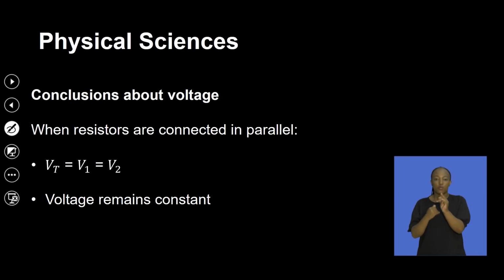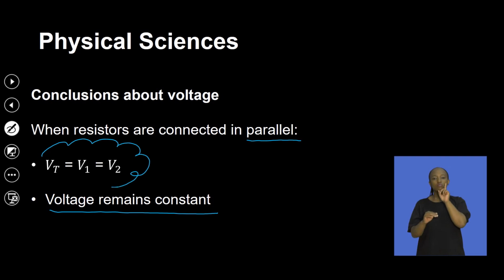Where does this lead us in terms of the conclusions? When resistors are connected in parallel, we know that the voltage remains constant. That's the main thing. We've already proved or verified that fact. So in a parallel circuit, the terminal potential difference is equal to the potential difference across R1, which is also equal to the voltage across R2. Hence, we say the voltage does not change as long as it is in a parallel circuit.